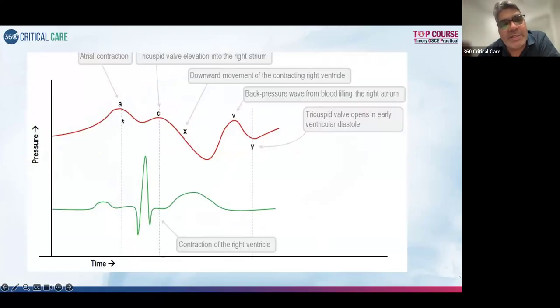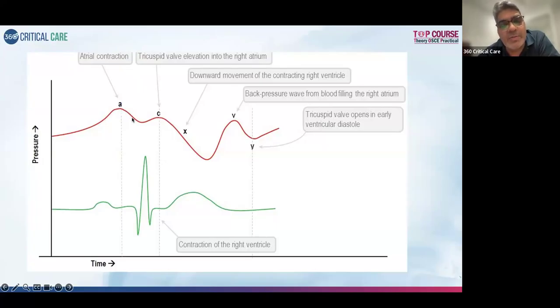So A represents the atrial contraction, which is almost at the middle of the P wave on the ECG. The C represents the tricuspid valve elevation into the right atrium. What happens is, the atrium contracts, and the blood goes through the tricuspid valve. Due to the contraction of the atrium against a closed tricuspid valve at the initial stage, there is a peak. So this is called the A wave.